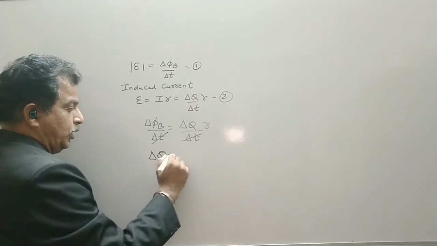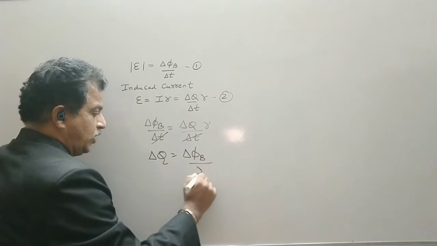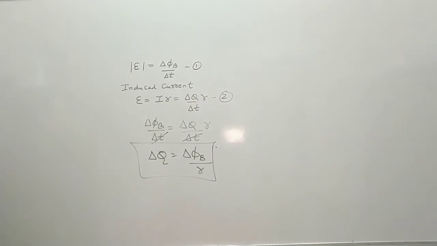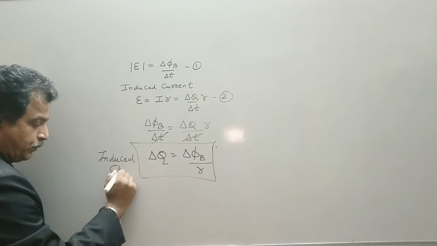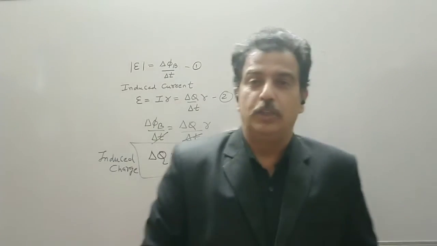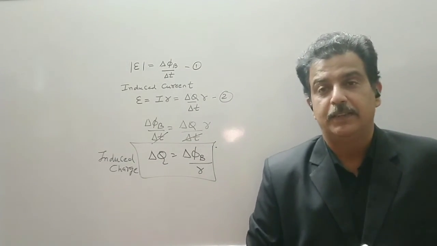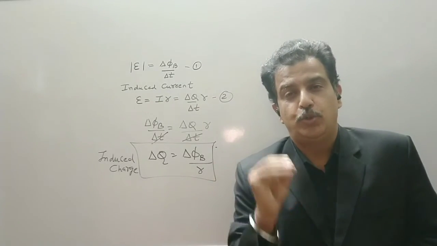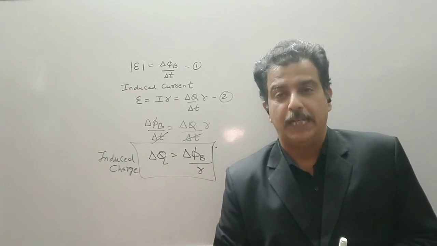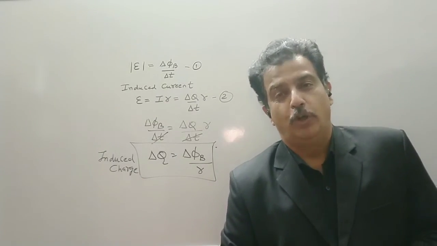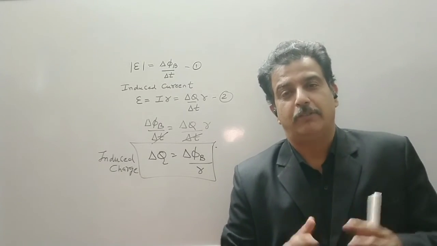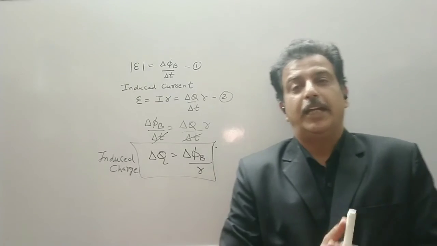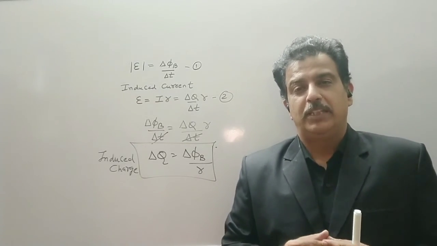So what is delta Q? This delta Q is equal to the change in the magnetic flux divided by the resistance. So this is one important formula of an induced charge. So the induced charge depends on the change in the magnetic flux and resistance. Remember, induced charge is independent of time. So whatever amount of time the current is flowing in the loop or the circuit, the induced charge will not change with respect to time.